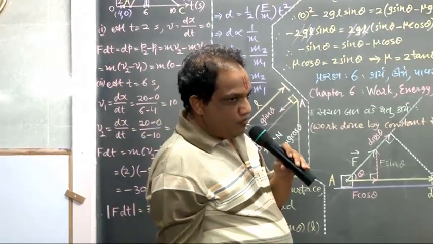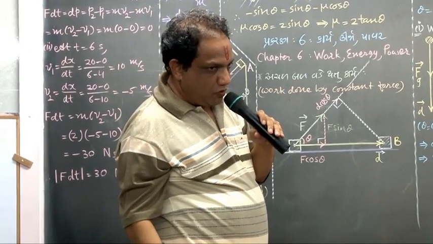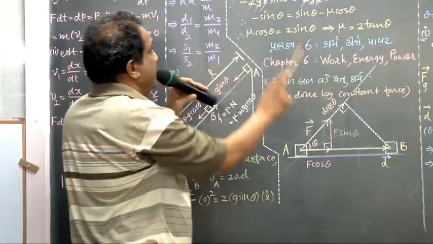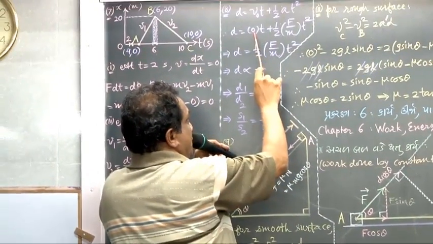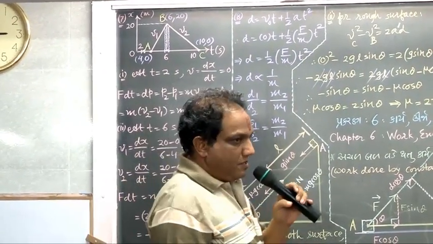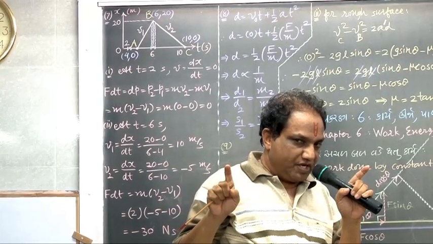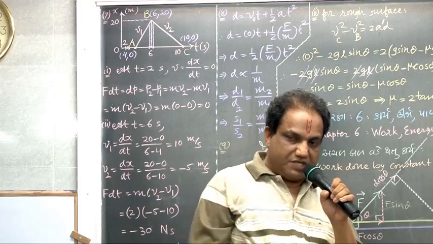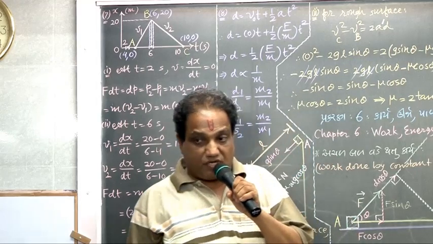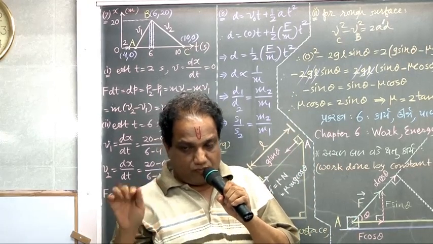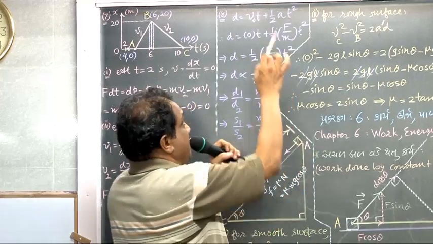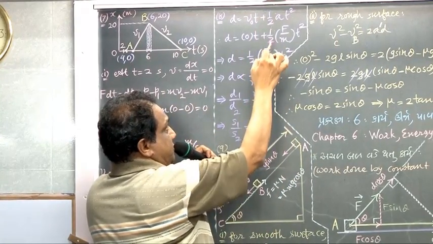D equals V0t plus 1 by 2 AT square. Initial velocity I am taking 0. Why? Both the particles given to you start their motion from a state of rest. When any particle starts motion from a state of rest, initial velocity should be taken 0. T as it is, 1 by 2 as it is.